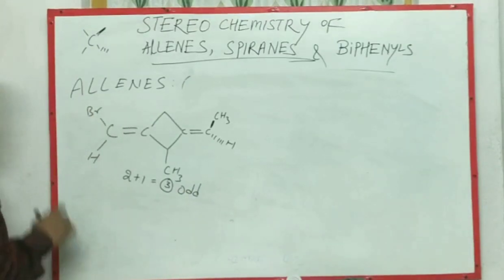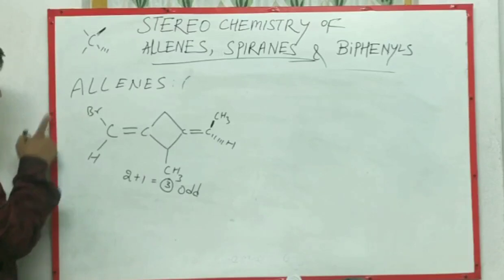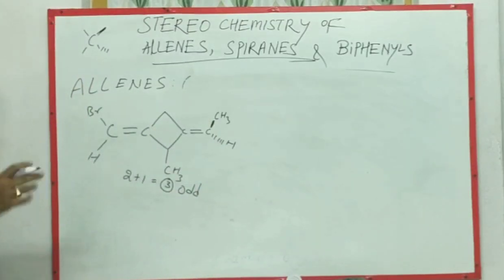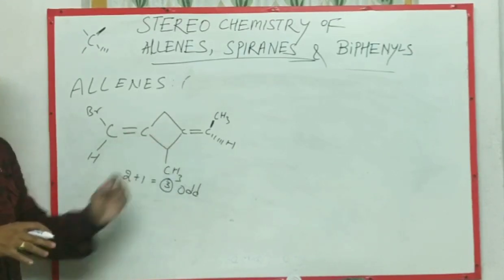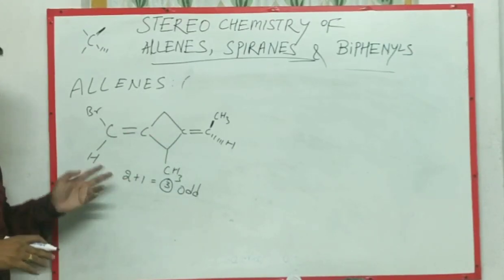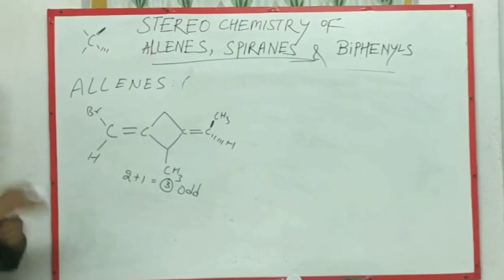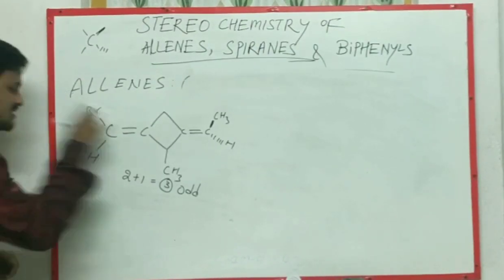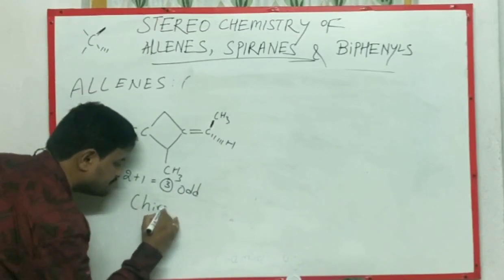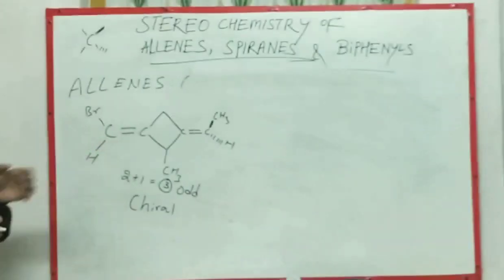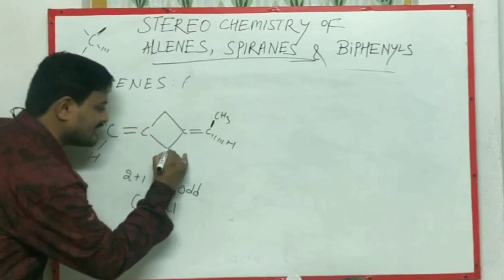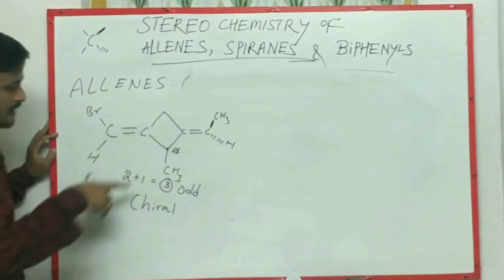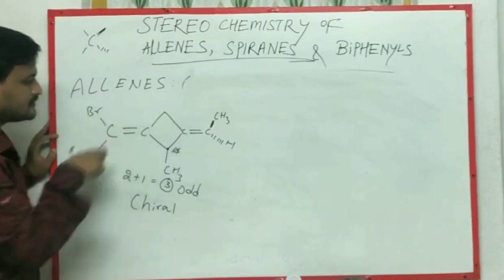Next, here there are different groups: bromine, hydrogen, methyl, hydrogen. Different groups, but an odd number of double bonds exist. An odd number of double bonds means achiral. But this molecule is chiral. How? One chiral carbon atom is there, and this is the chiral carbon atom, with methyl, this group, and this group.